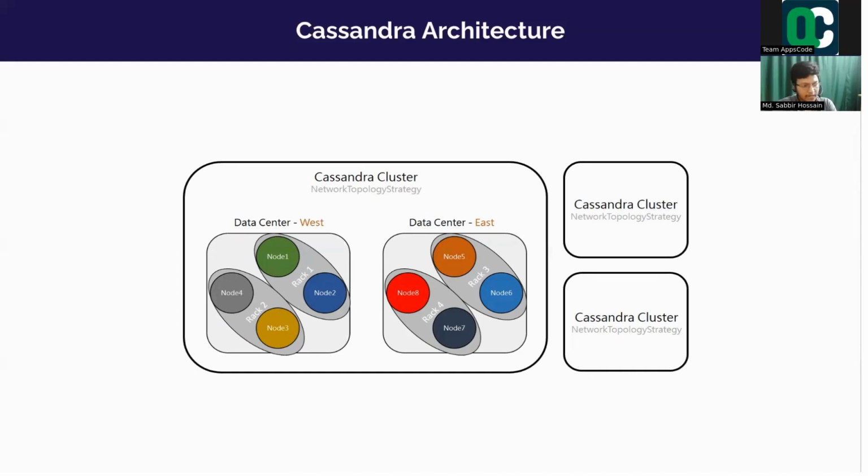Now, what is a data center? A data center is a collection of racks, often representing a physical or cloud-based data center. Multiple data centers can be used for disaster recovery, geographical distribution, and load balancing. Here we can see that in this Cassandra cluster, there are two data centers, and within each data center, there are two racks, and in every rack, there are two nodes.